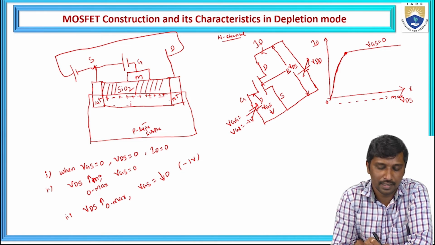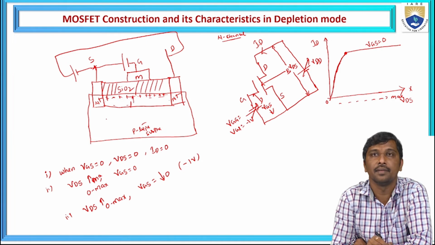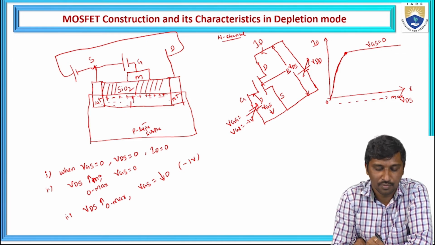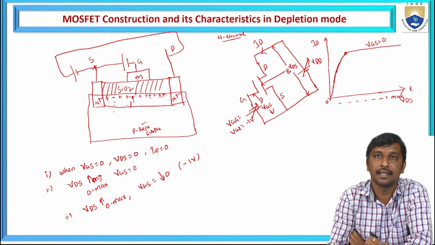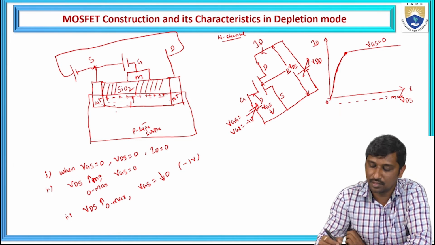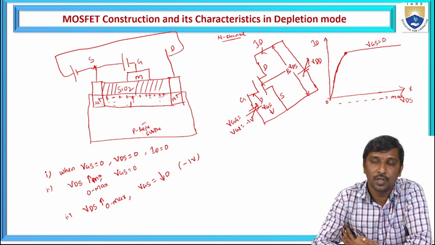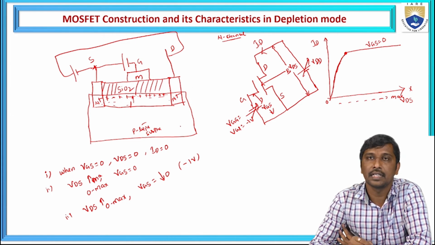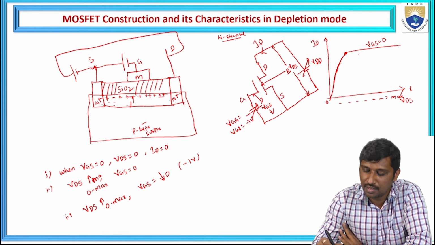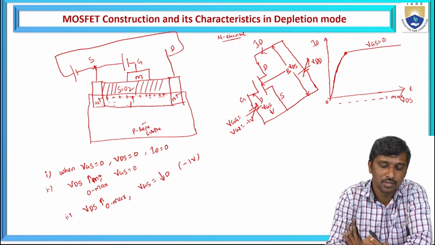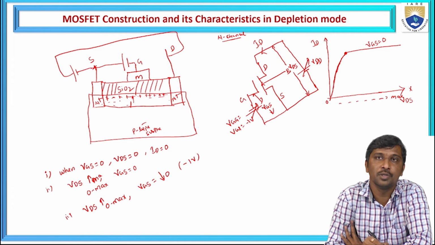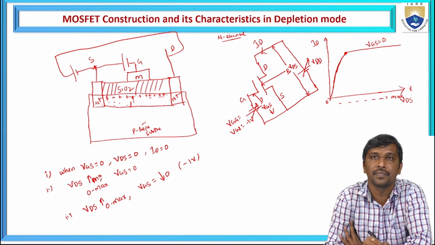Now what happens? It reduces the width of the channel. That is the reason the flow rate also decreases. Hence, the drain current decreases. So if you want to allow the maximum current, it requires more time compared with when VGS is 0. Hence, when VGS is decreased from 0, the drain current is also decreased, because it reduces the channel area.